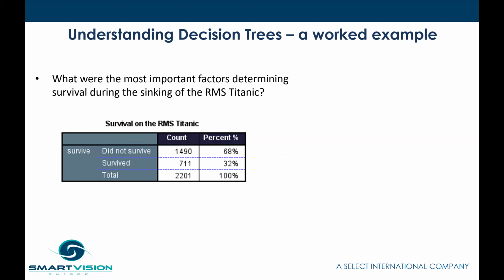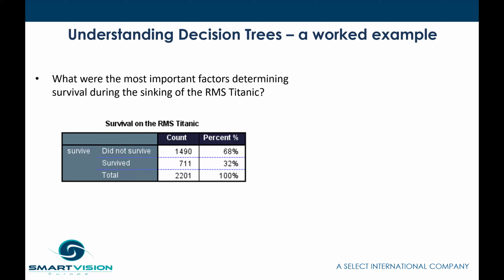So a good way to start this introduction to decision trees is to look at a really simple and very famous example. There's a data set out there. You can download it off the internet. If you look for the Titanic data set, you'll find that there are data sets out there in various guises that refer to the RMS Titanic and refer to survival on the Titanic, people who survived and people who did not survive. And you might well ask yourself, what are the most important factors determining survival based on that data set?